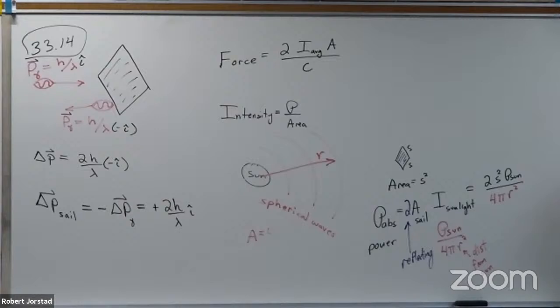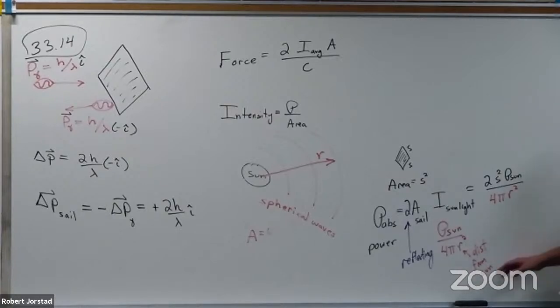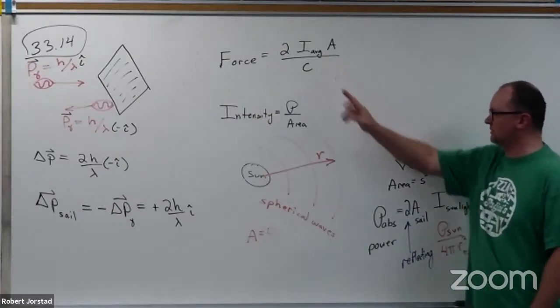We see that as this spaceship gets farther and farther away from the sun, the sun's power doesn't change, but the sun's intensity does. As you get farther from the sun, it gets weaker. The intensity diminishes in proportion to r squared. So that's what this equation up here is talking about a little bit.